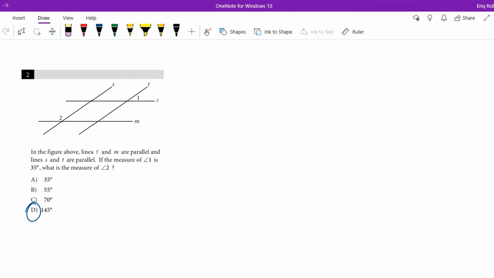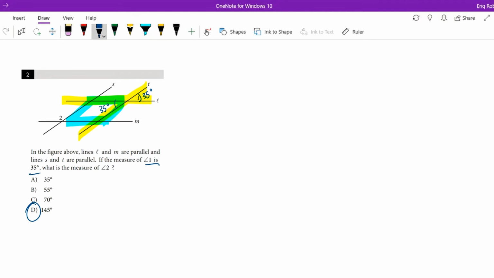Now we will try to solve this mathematically. According to the question, this angle 1 is equal to 35 degrees. And we know that when two straight lines intersect, they will form a vertical angle. So, this will also be 35 degrees. And as you can see, this part here in the middle is actually a parallelogram.